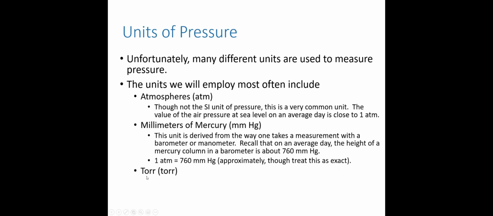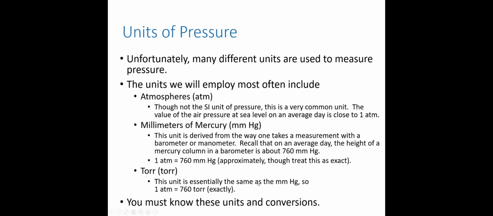The torr is essentially the same unit as a millimeter of mercury. However, it is an exact unit which is defined to a very specific temperature. So for our purposes, we will not treat these as being any different. You can just replace millimeter of mercury with torr. And those are the units and the conversions you need to know.